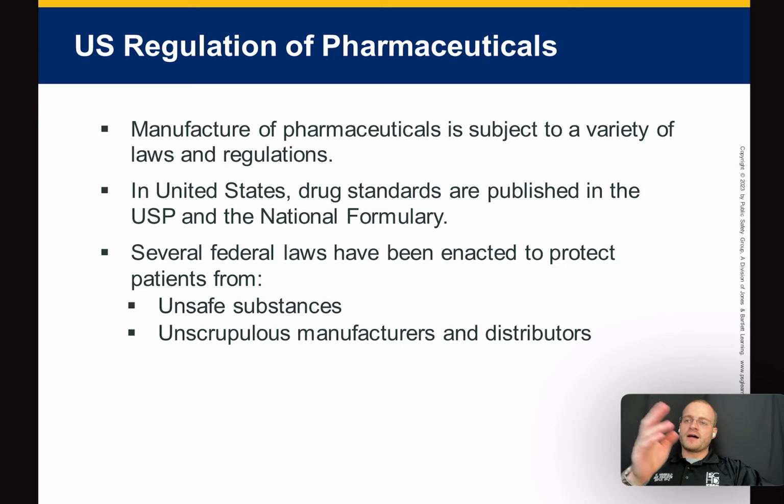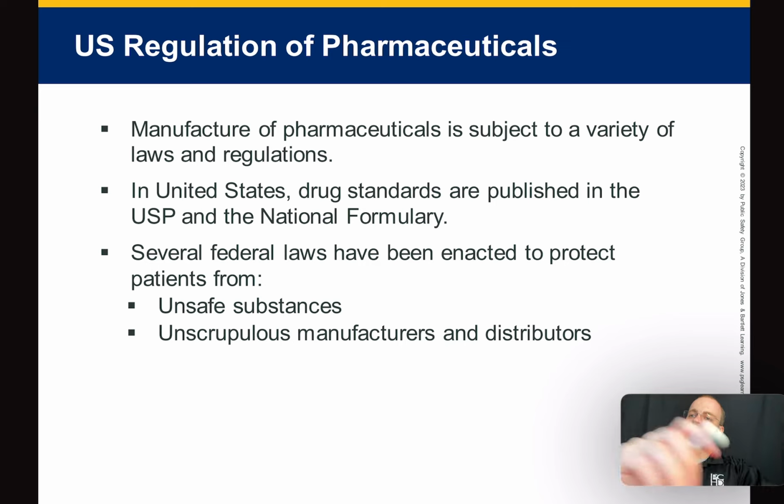The laws vary with how drugs are made, and the United States is very strict on that. Okay, so in the United States, the drug standards are published in the United States Pharmacopoeia and the National Formulary. Several laws have been enacted to protect patients from unsafe substances. Okay, so they'll ban substances, and I'll give you an example of that. And unscrupulous manufacturers and distributors. So let's talk about this.